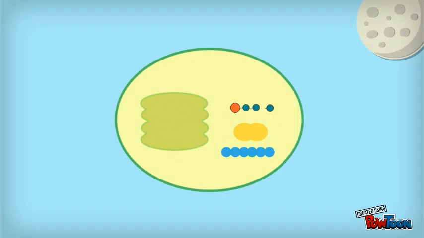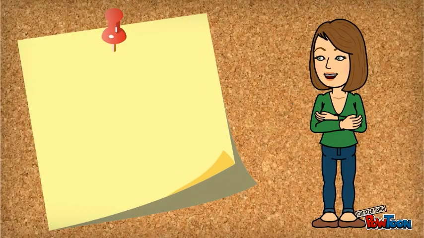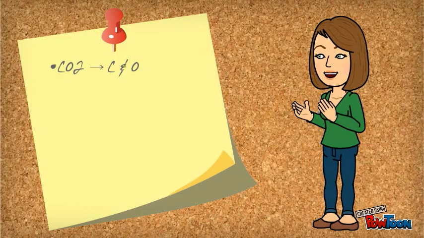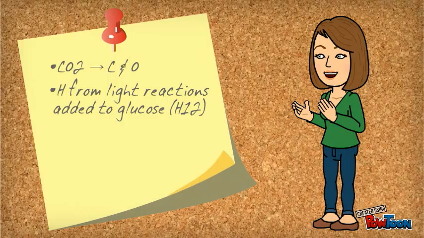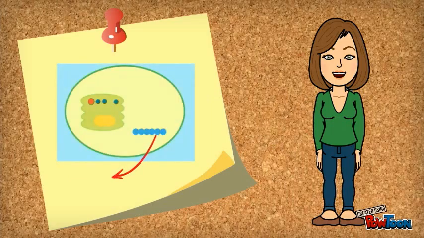ADP, phosphate, and NADP+ are moved back into the thylakoid space and are reused in the next round of the light reactions. Here's a summary of the dark reactions. Carbon dioxide is split into carbon and oxygen atoms using ATP created during the light reactions. Hydrogen is added to growing glucose molecules. This hydrogen was brought over from the light reactions. ADP, phosphate, and NADP+ are recycled by the chloroplast. The glucose that is produced is secreted out of the chloroplast for use inside the plant.